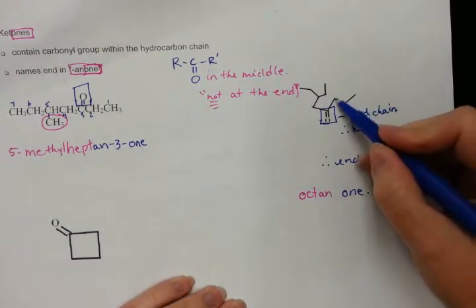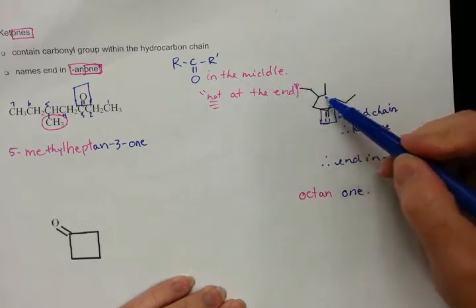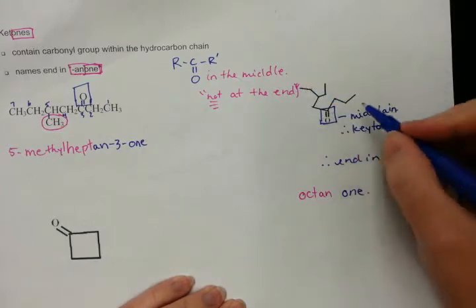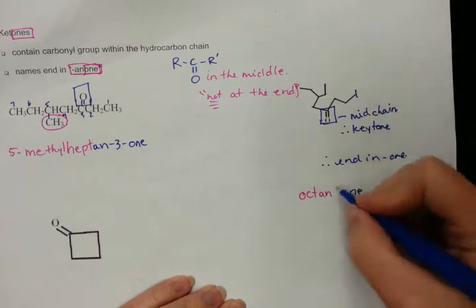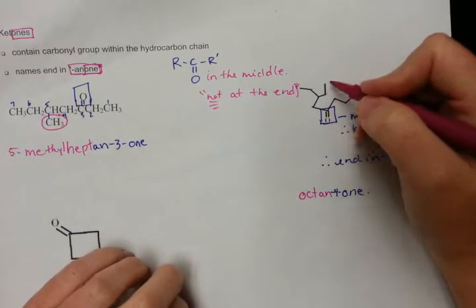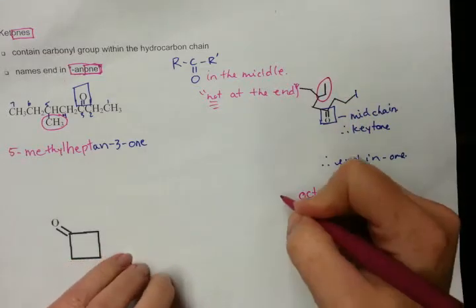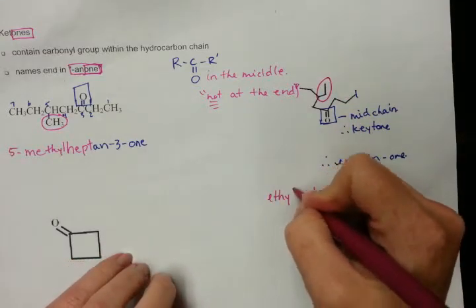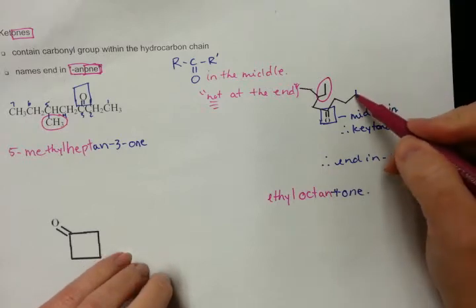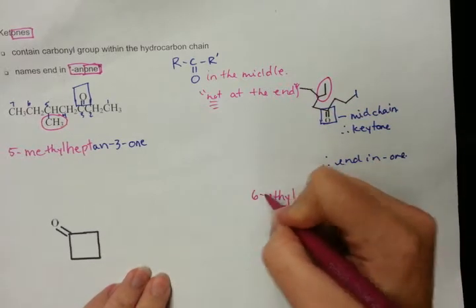So 1, 2, 3, 4, or if I go in the opposite direction, 1, 2, 3, 4, 5. So I'm going to number here with number 1 and indicate that it is on the 4th carbon, so it's octan-4-one. Of course, we can't forget our side chains here. That is a 2-carbon side chain, so that is ethyl. And to number it, 1, 2, 3, 4, 5, 6.